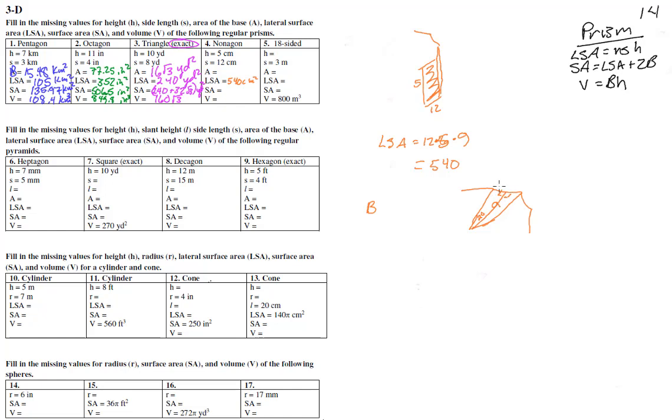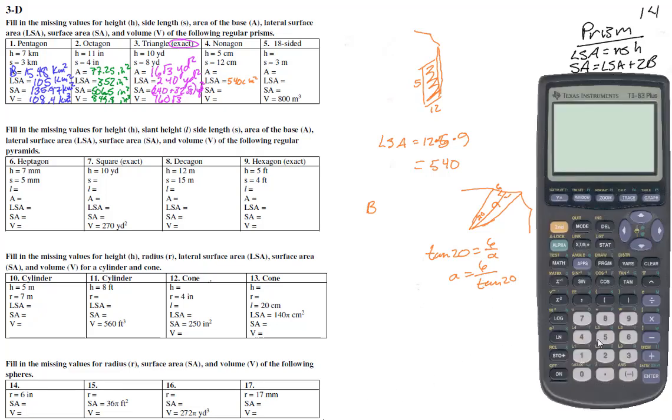And what do we have? The side length is 12, so this is going to be a little 6. So we get tangent of 20 equals 6 over A. So A equals 6 over the tangent of 20. And so we get, plug that in the calculator, 6 divided by the tangent of 20. And that is 16.484. That's the apothem here.